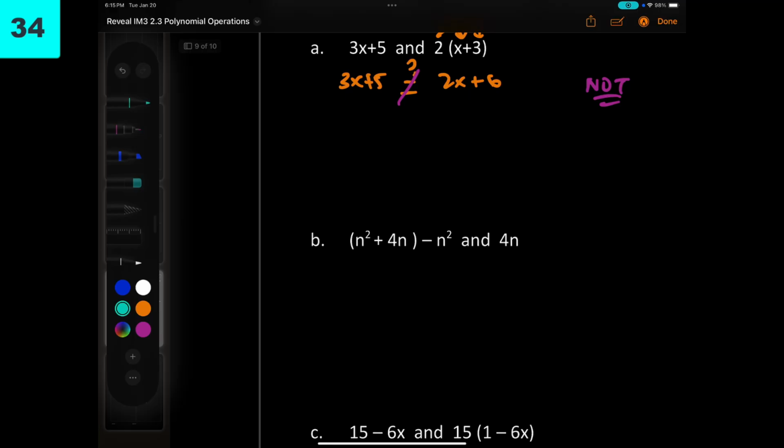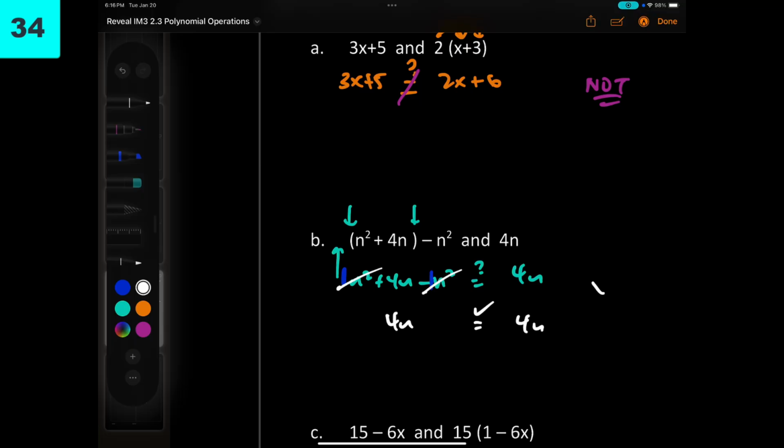B here, these parentheses I don't need because there's no minus sign in front. So I can just have this. And then we can do some simplifying. This is a 1 and a -1. So essentially those will cancel and equal 0. So you're left with 4n equals 4n. Yes. These are equivalent.